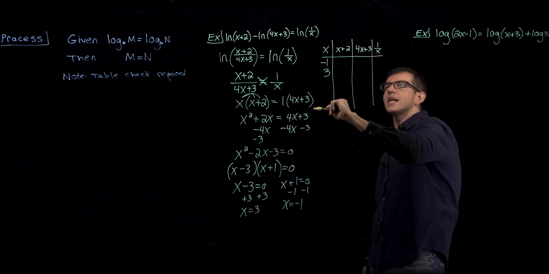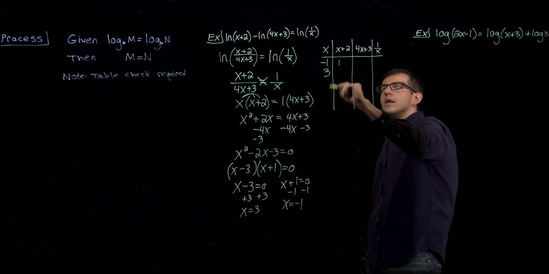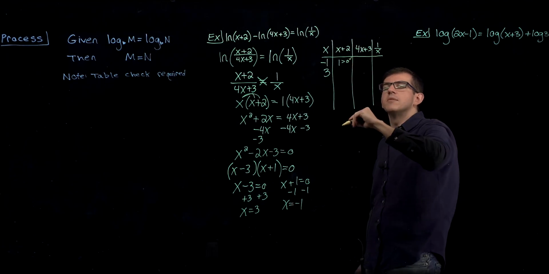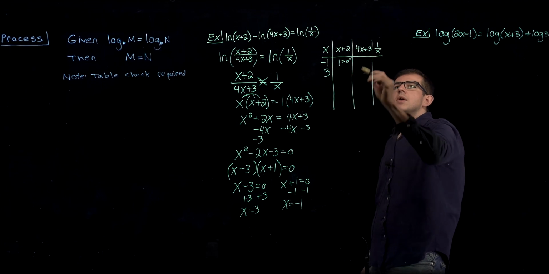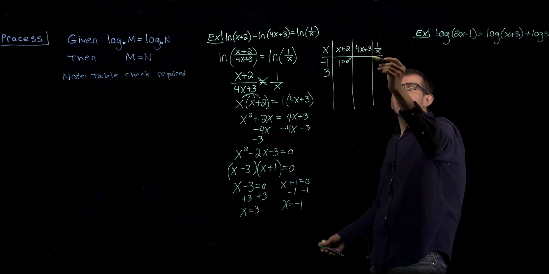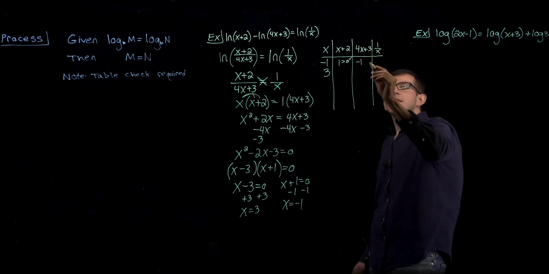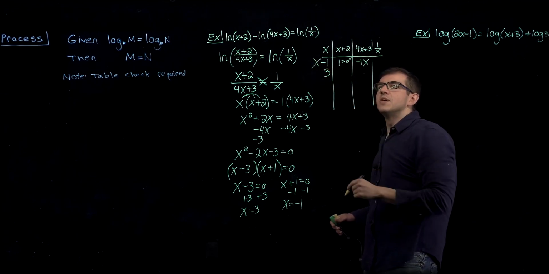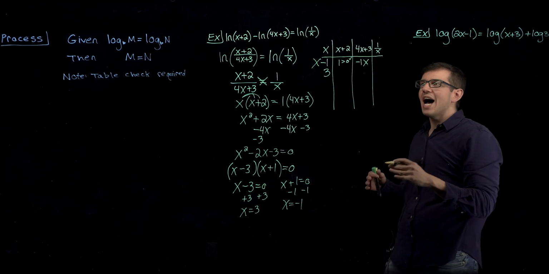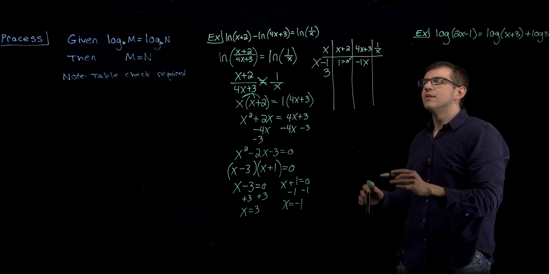So when we take this negative 1 and plug it into x plus 2, we get positive 1. That's greater than 0, so far it checks out. Now when we plug negative 1 into 4x plus 3, we get 4 times negative 1 is negative 4, plus 3 is negative 1. That is not greater than 0. It immediately fails. So x equals negative 1 is not actually a solution to this original problem. It fails the domain check.